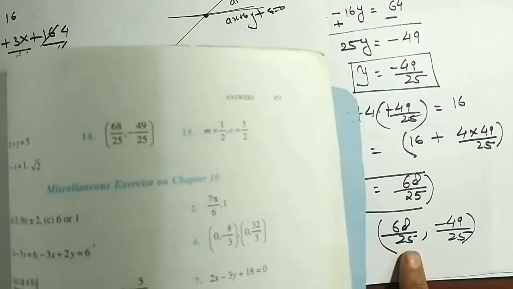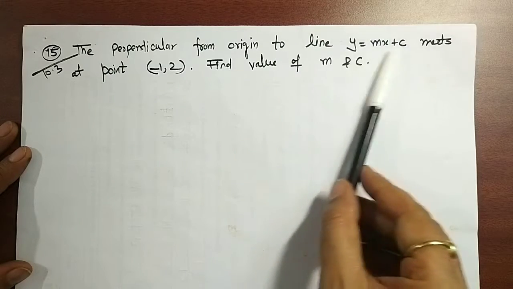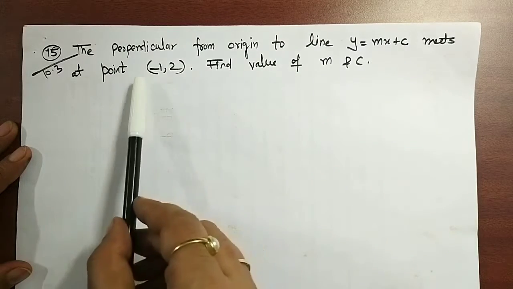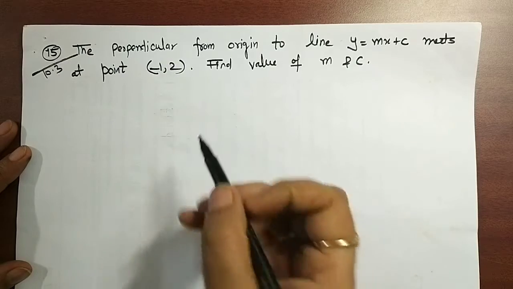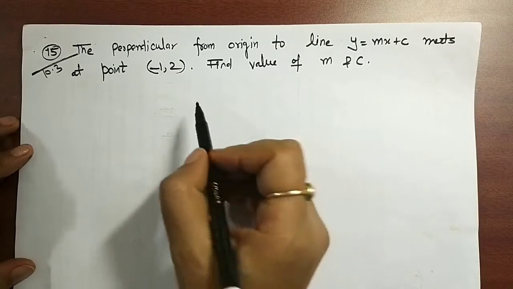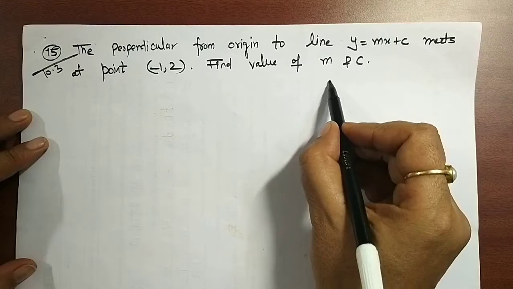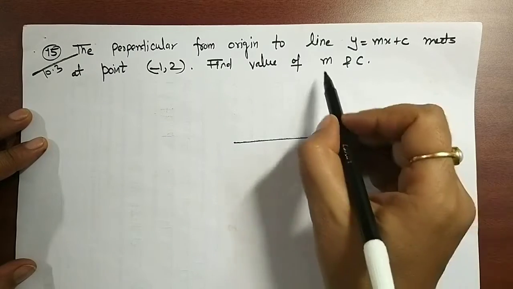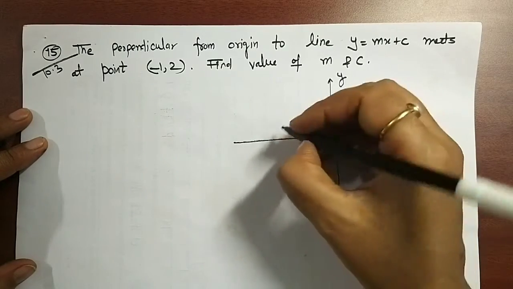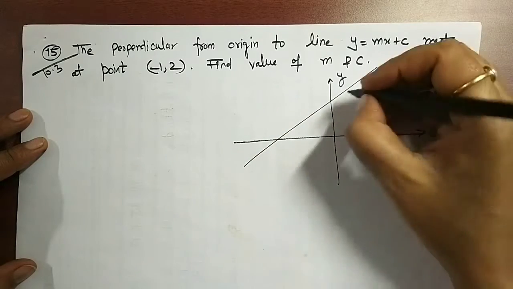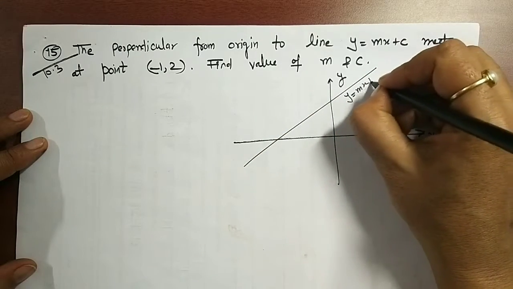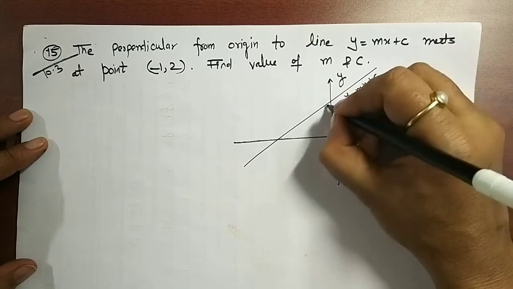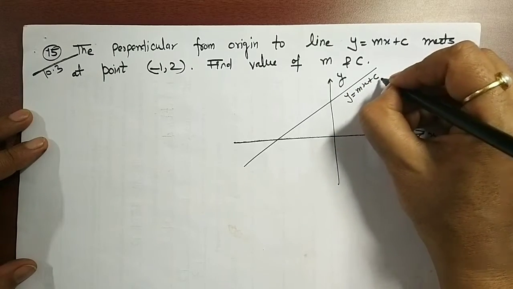So this is your answer. See here, this is exercise 10.3, answer number 14. Okay, so this is origin to this line. The perpendicular from origin meets this line at this point. Suppose I try to make the x-axis and y-axis. Okay, and there is some line given which is y is equal to mx plus c. Right, the slope of the line is m and c is the y-intercept.